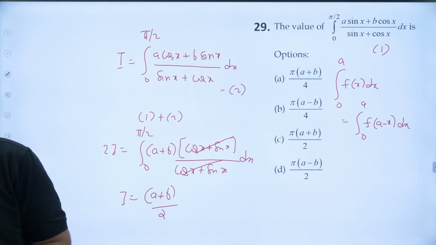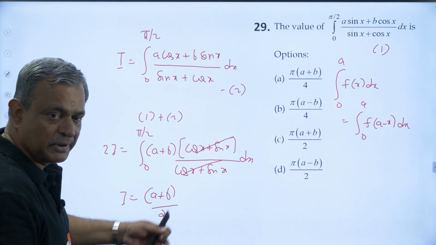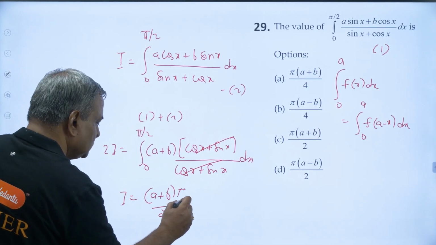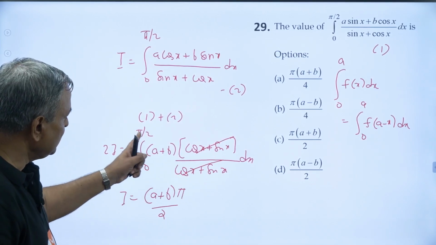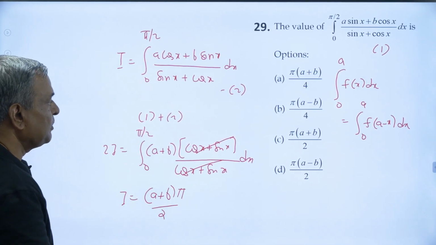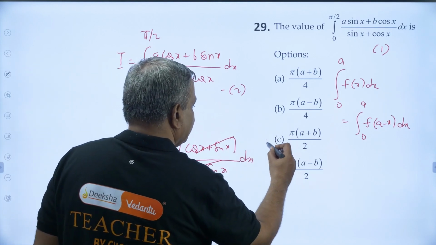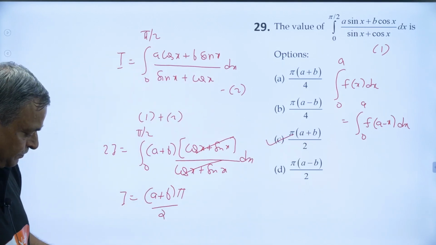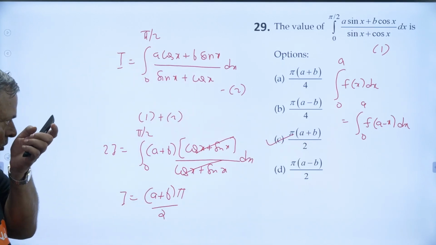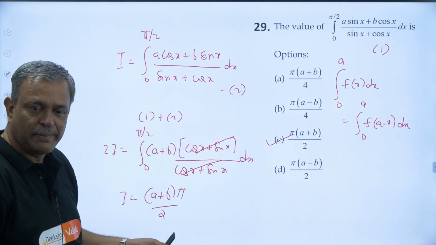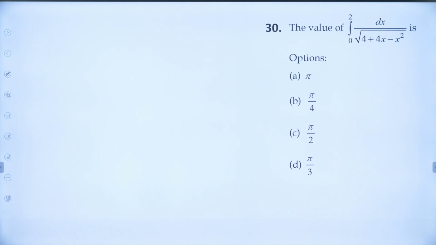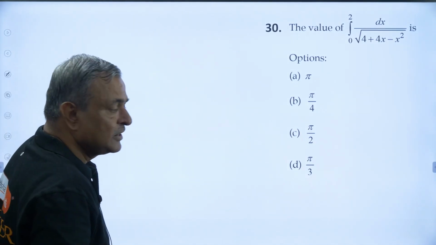29, let me check. Oh, sorry. When we integrate it, a plus b by 2 into pi by 2, yes, this pi by 2 will come. When you integrate, this becomes x. A plus b times x. So the integral of x will give pi by 2, yes. A plus b plus pi by 2. Option C is correct. Because integration of a plus b is a plus b times x. X you have to substitute with pi by 2. Next. Simple one.